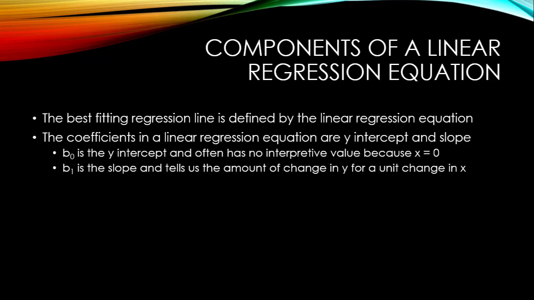The coefficients in the linear equation are the y-intercept and slope of the line. B0 is the y-intercept. This may have no practical value when we interpret it in a research setting because the y-intercept is simply the value of y when x equals 0. And sometimes 0 is not even a potential value for the explanatory variable. B1 is the slope, and unlike B0, it is always important. The slope tells us the amount of change in the response variable per unit change in the explanatory variable.